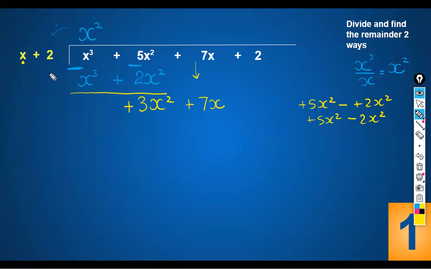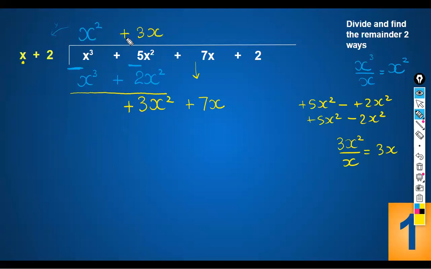Look at the x here. You're paying attention to this line. How much is 3x squared divided by x? Let me put that in perspective. 3x squared divided by x. The first item here divided by the x on the outside. We will get 3x. So 3x squared divided by x is positive 3x.